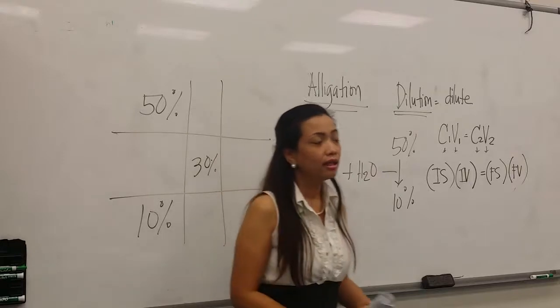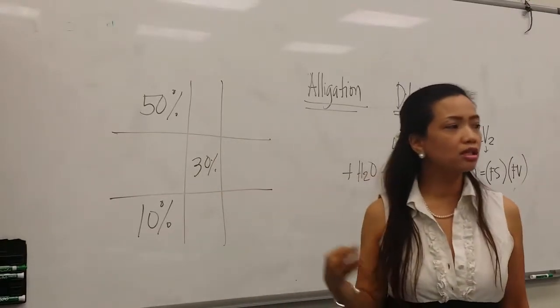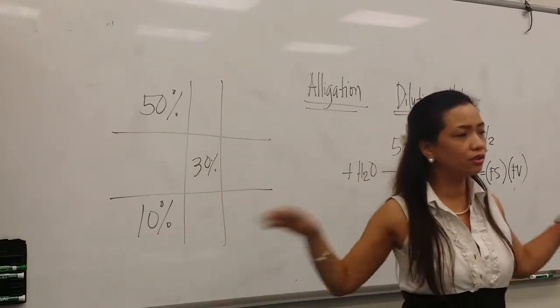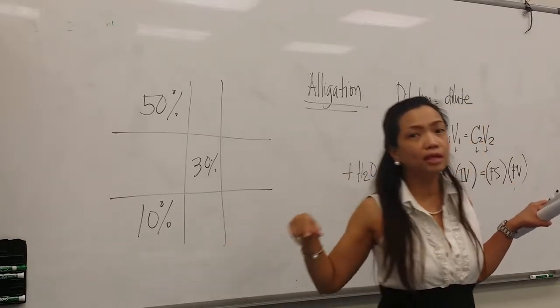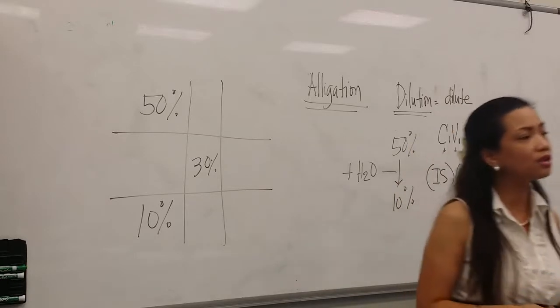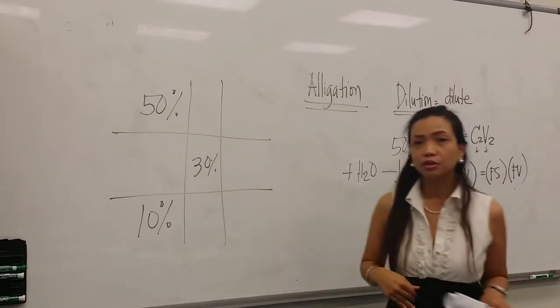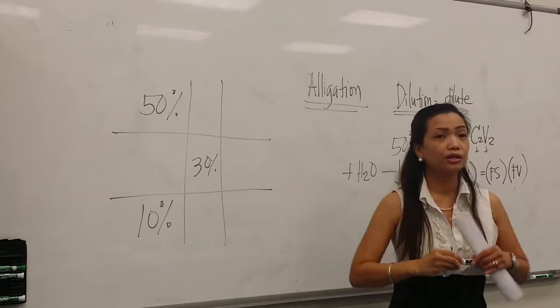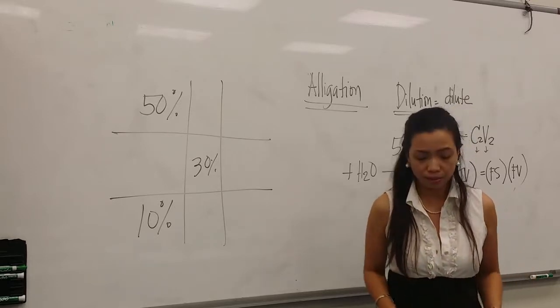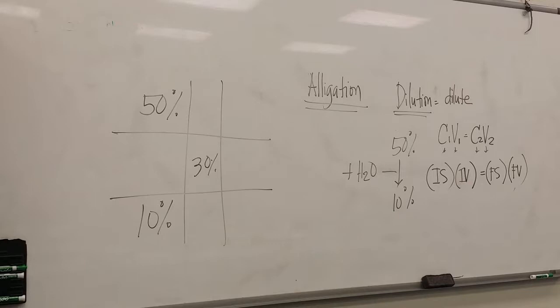So again, if you see 3 strengths or 3 concentrations, what do you use? Alligation. If you have to dilute something, make a higher concentration into a lesser concentration, what do you use? C1V1 equals C2V2, or your dilution. Okay? Can we do some practice problems? Okay. Number 1.